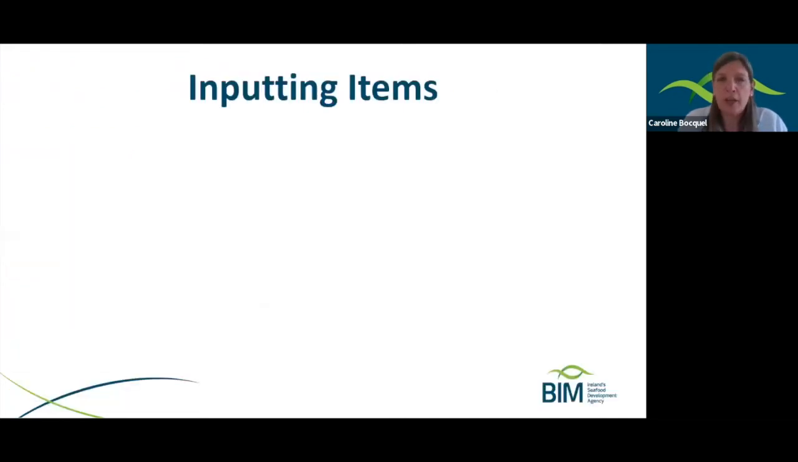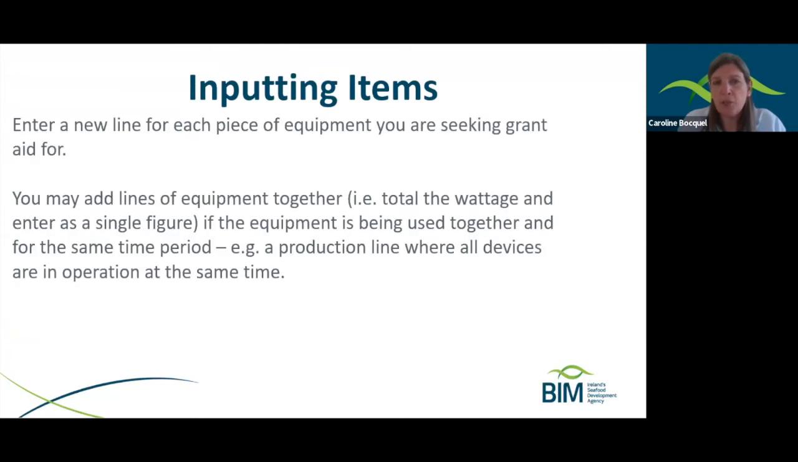We're now going to look at how to input items. We're going to start by putting in a new line for each piece of equipment that we're seeking grant aid for, and we're going to add the lines of equipment together where they're being used at the same time for the same purpose. So for example, on a production line where similar items of equipment might be used at the same time together, they can be added together and treated as a single item.